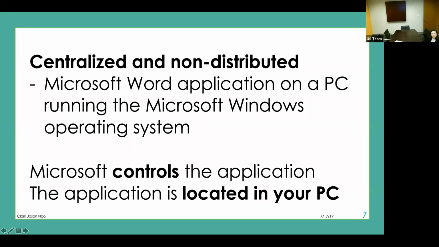An example: when we say centralized and non-distributed, we could say you're using a Microsoft Word application on a PC running the Microsoft Windows operating system. Microsoft controls the application, so it's centralized. The application is located on your PC, so it's non-distributed, a single physical location.